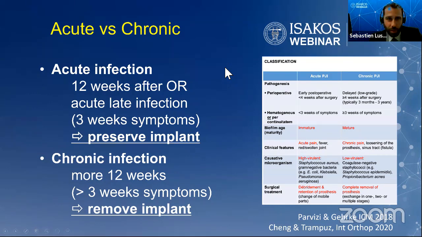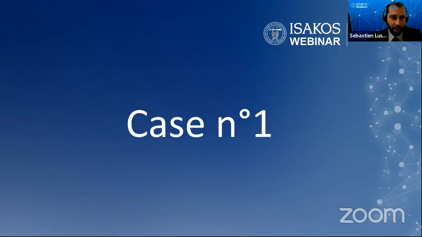It's going to be very interesting to see how we distinguish acute and chronic infection. Acute infection is usually described during the first 12 weeks after surgery, and we're going to try to preserve the implants. And chronic infection is when it's more than 12 weeks with more than 3 weeks of symptoms, and we're going to have to remove the implants. We're going to discuss all these topics during the next 60 to 90 minutes with several cases we prepared for our distinguished faculty. And I will hand over now to Miles for the first case.